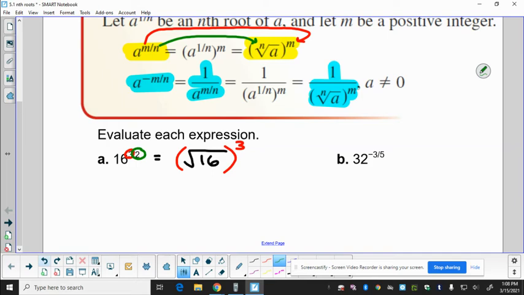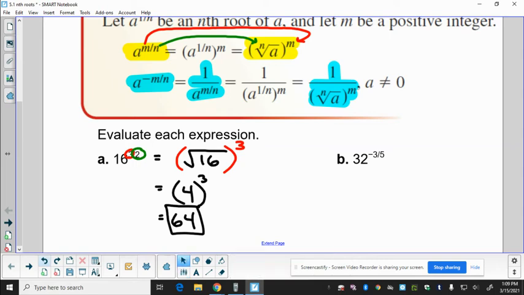So I'm going to undo it. So in this case, the square root of 16 is 4. So this is 4 to the third power, which is 64. Or do that on your calculator. How about we move over to the next one?